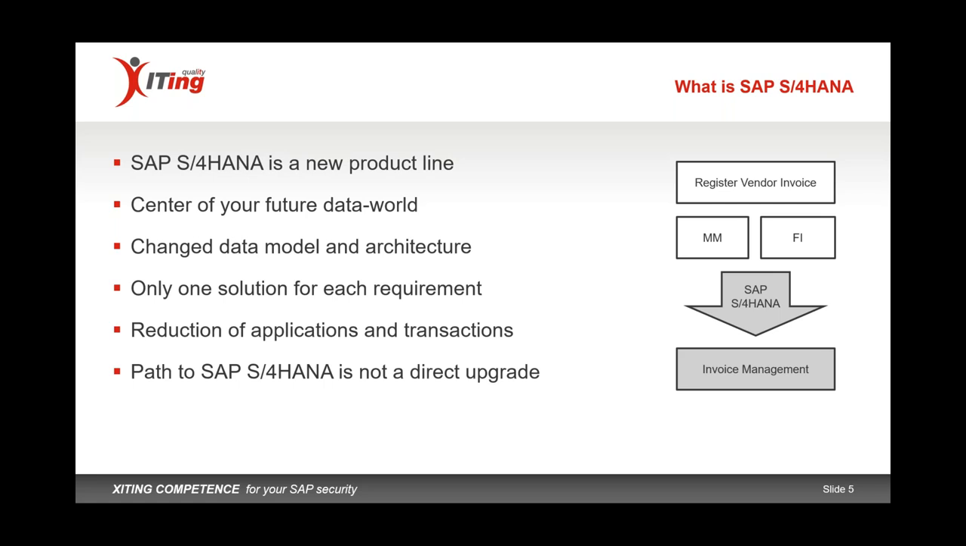With S4, there's a change in architecture and also a change in the data model. What that basically means is that SAP tries to simplify and consolidate redundant applications, things that today in ERP we were able to do through different applications, which means different transactions. For example, here on the right-hand side, I have an example. In ERP, traditionally, to register a vendor invoice, we can do that through the module MM, and we can do that through the module FI. So there are two different modules. In either module, there are different transactions that allow us to register vendor invoices. In S4HANA, there's only one solution available. That's called invoice management. So it's a consolidation of application functionality that will happen as part of S4.